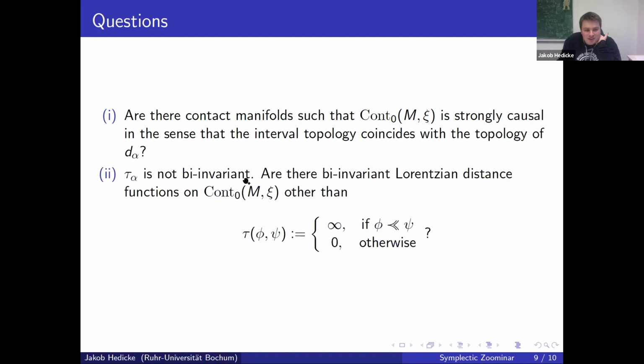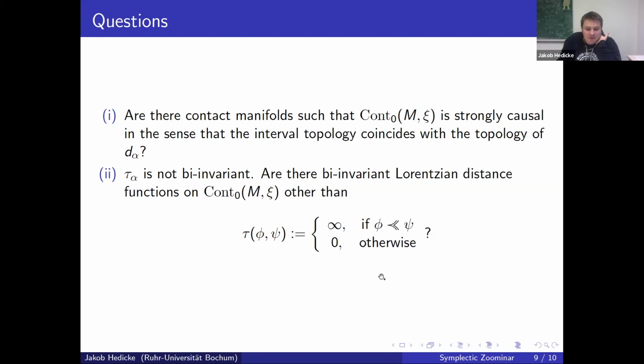And the second question is, of course, that this Lorentzian distance function is not bi-invariant, so it depends on the choice of a contact form. So the question is, are there more natural Lorentzian distance functions one can define on the group of contactomorphisms? Meaning, are there meaningful bi-invariant Lorentzian distance functions other than the trivial one? Of course one can always look at this trivial Lorentzian distance function, which says it's infinity if phi is smaller than psi and just zero otherwise.